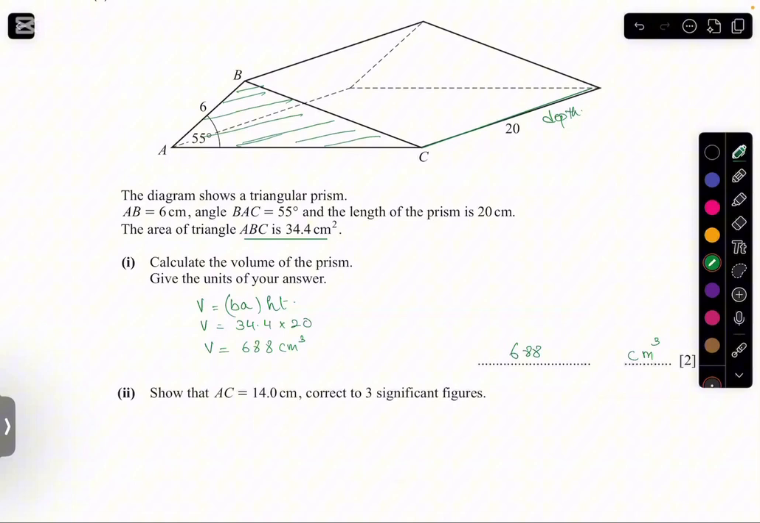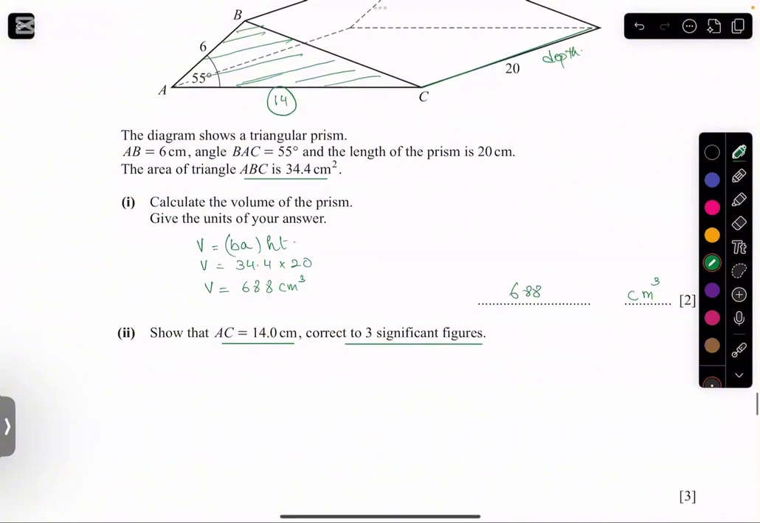Then they are saying show that AC is equal to 14 centimeters, correct to 3 significant figures. So you have the triangle ABC. You have A, B, and C. This angle here is 55 degrees. This is 6, and you are given the area for this triangle, which is 34.4.